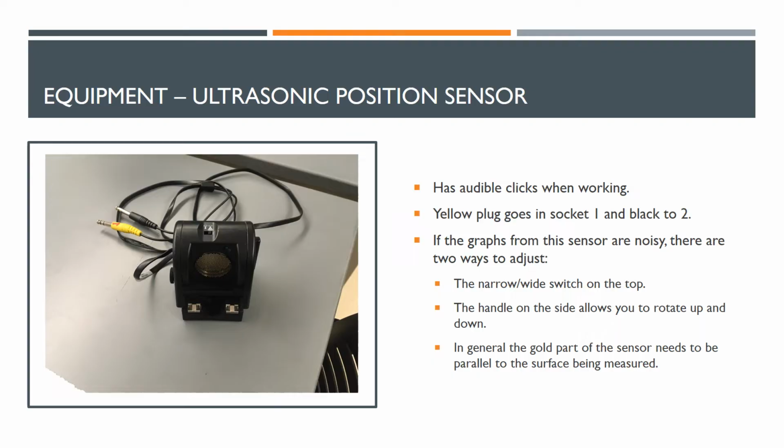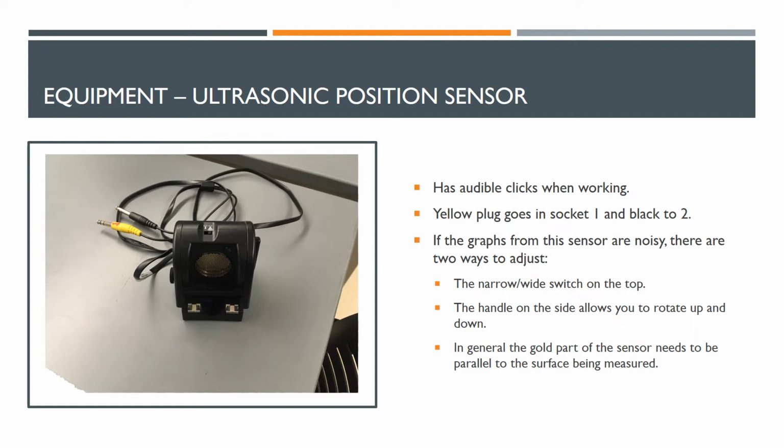This is the ultrasonic position sensor, and when it's working, you'll know it has an audible clicking noise. The yellow plug goes into socket 1 on the interface, and the black plug goes into socket 2. If the graphs from the sensor are noisy, you're going to need to adjust the sensor. It's not always going to be perfectly aligned.